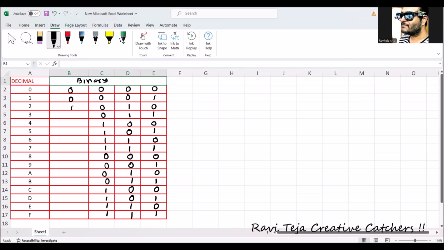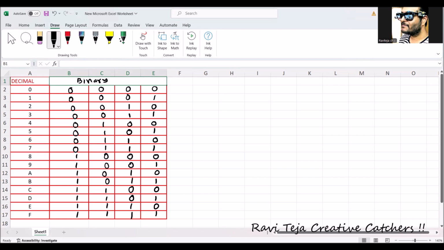From 8 to 15, put ones. So now easily we got the binary numbers. The binary of 0 is 0000, the binary of 1 is 0001, 2 is 0010, 3 is 0011, and so on. So this is the easiest way to write the binary numbers by memorizing.